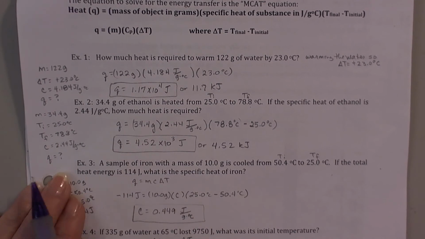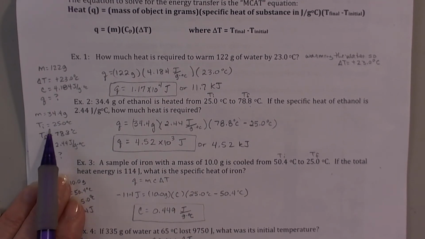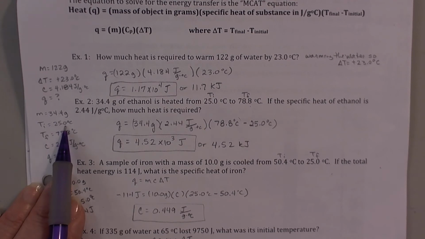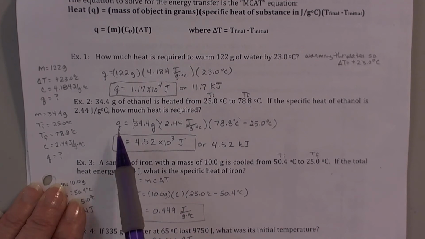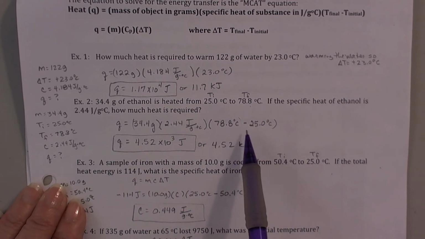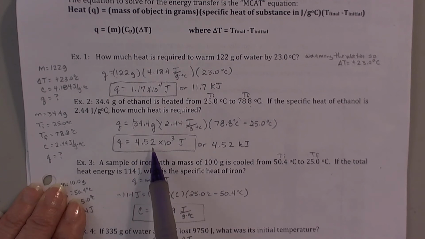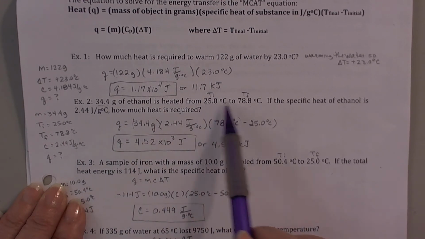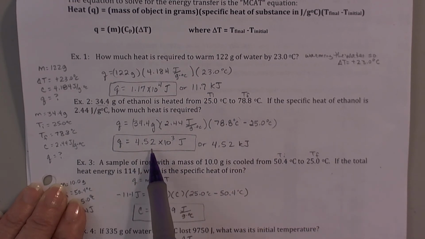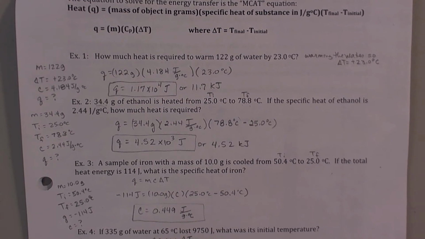So number 2, it gave you your mass. It gave you your initial temperature is 25 degrees Celsius. It tells you your final temperature of that ethanol is 78.8 degrees Celsius. It gives you the specific heat, and it asks you to calculate how much heat is required. So when you plug that into your MCAT equation, you end up getting a positive 4.52 times 10 to the 3rd joules. So making note here that all of these numbers you were given each had 3 sig figs, therefore your final answer needs to have 3 significant figures as well.